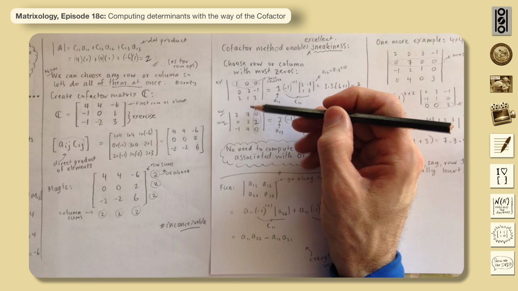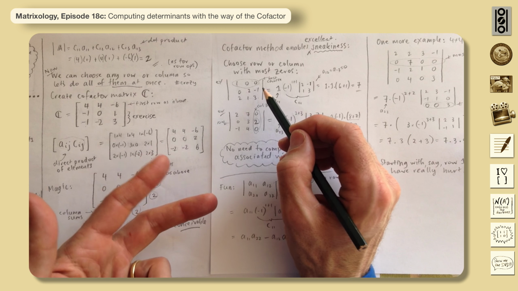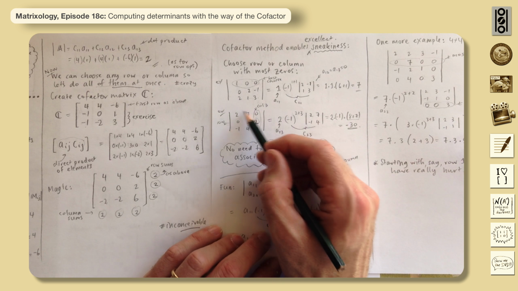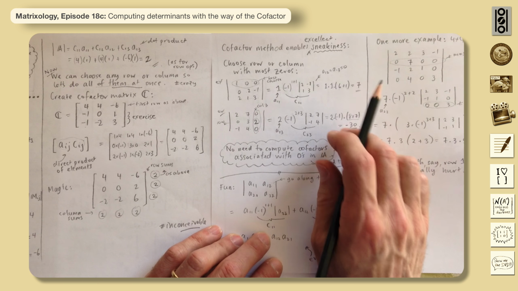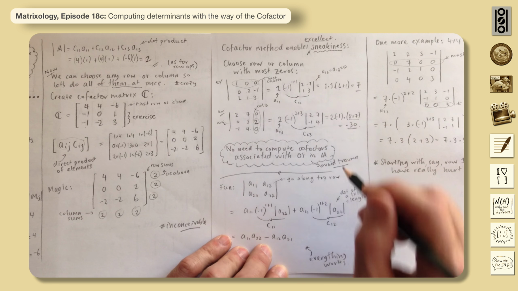The worst thing we could do in these two cases is go along the bottom row. We'd have to calculate 3 cofactors here. The others have zeros in them, which helps. Always choose the one with the most zeros. There are some other things, but that's a big deal.